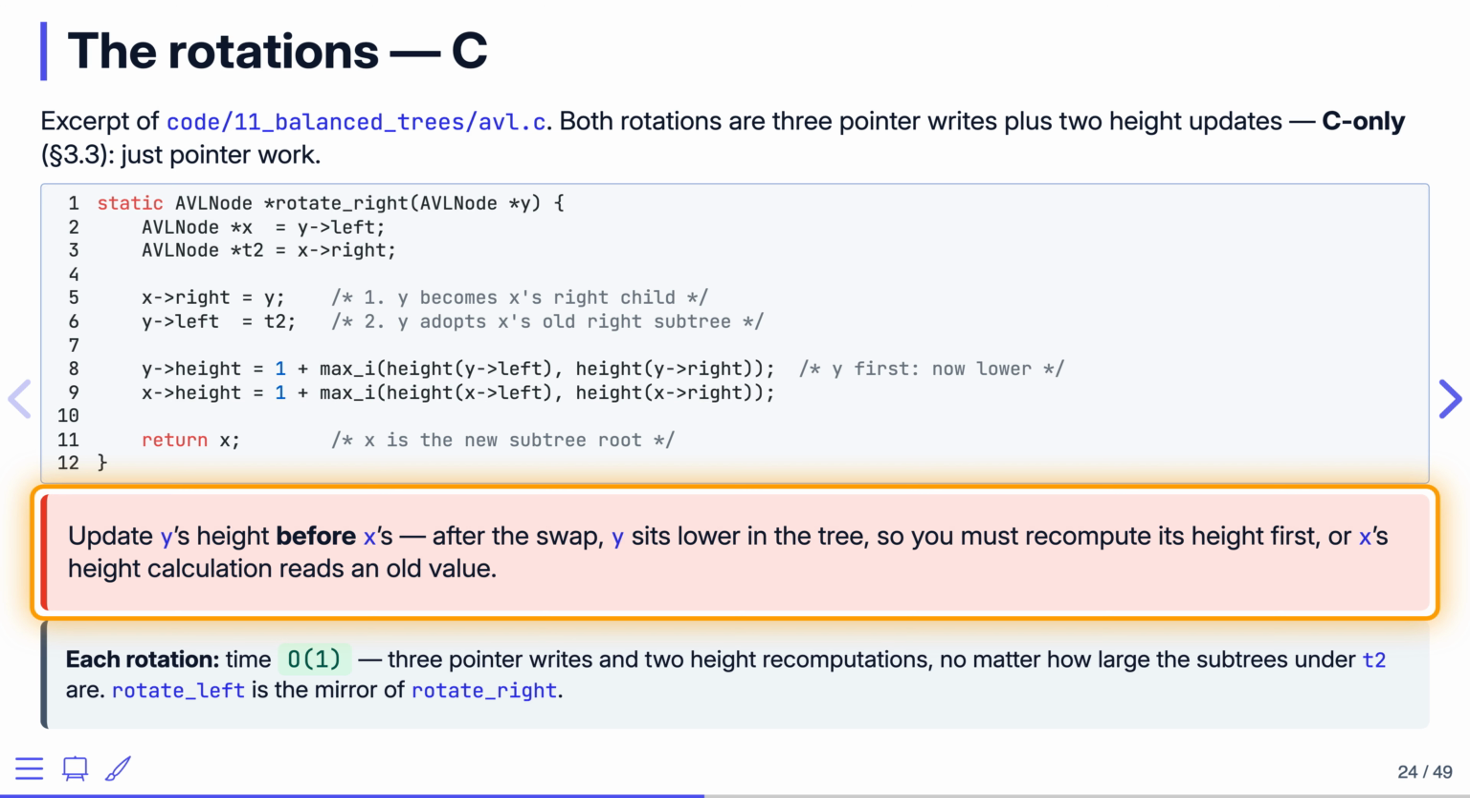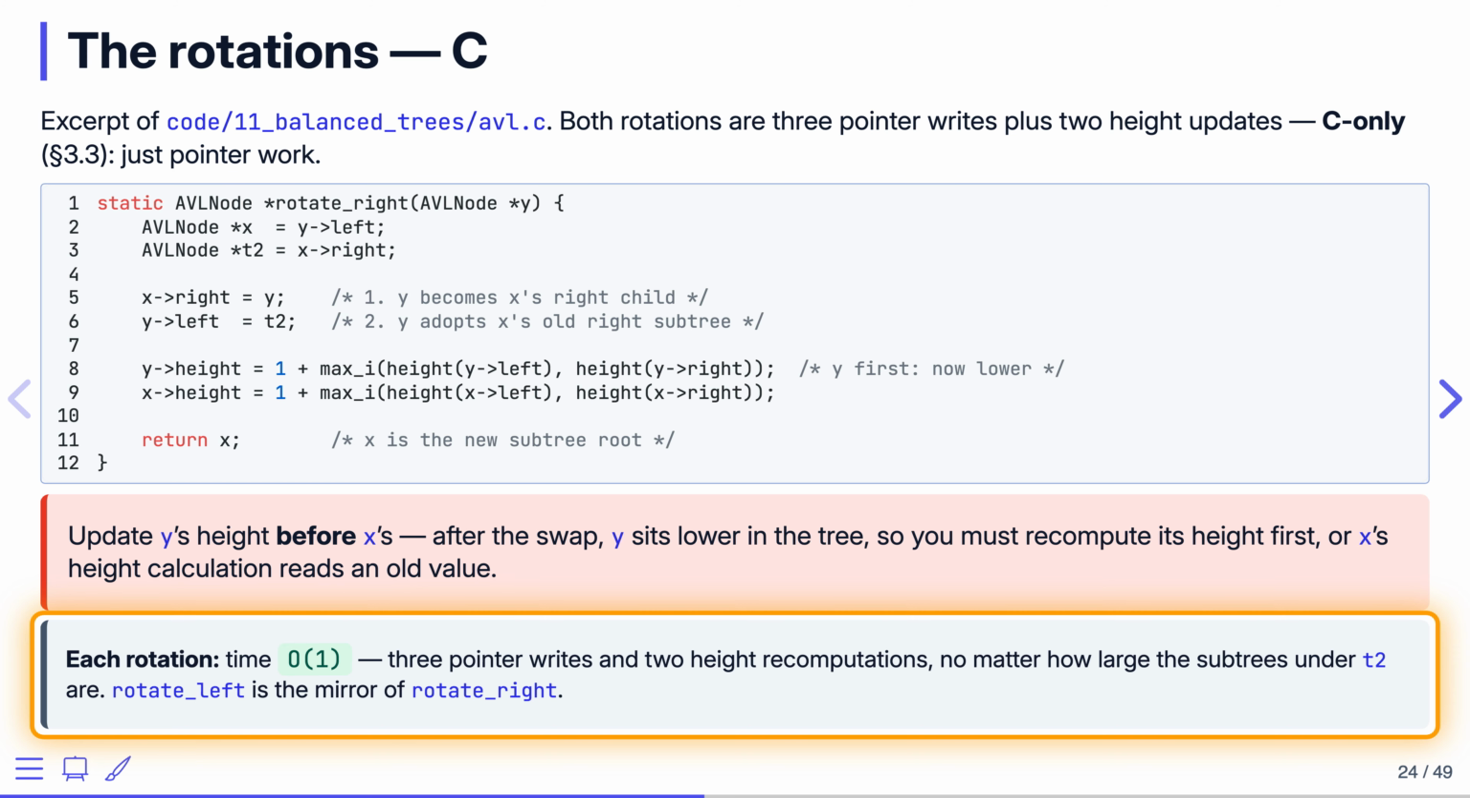The order of the height updates matters. Update Y before X: after the swap Y sits lower, so its height must be computed first. Otherwise X reads an old value. The cost of each rotation is big O of 1. It is 3 pointer writes and 2 height updates, no matter how big the subtrees are. Rotate left is rotate right with left and right swapped.